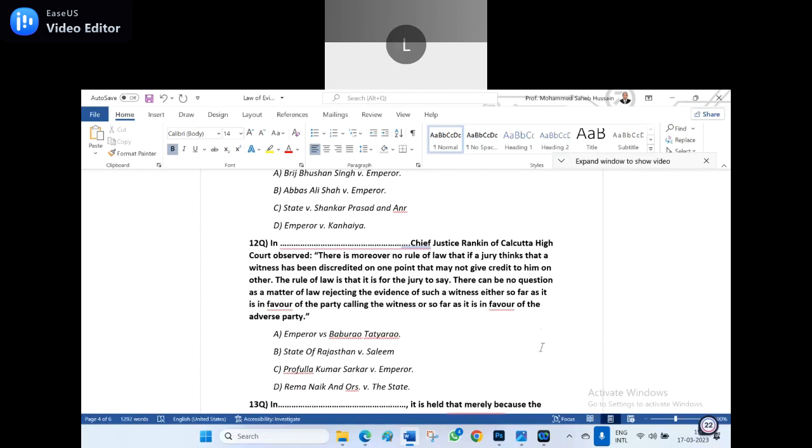Option C, Prafulla Kumar Sarkar versus Emperor. Prafulla Kumar Sarkar versus Emperor, that was decided.